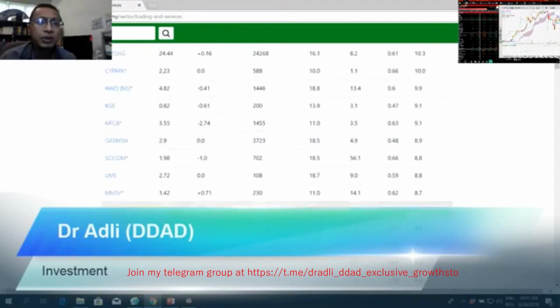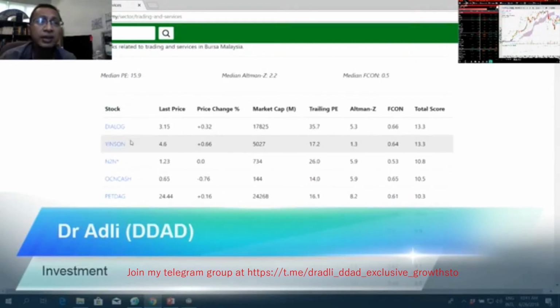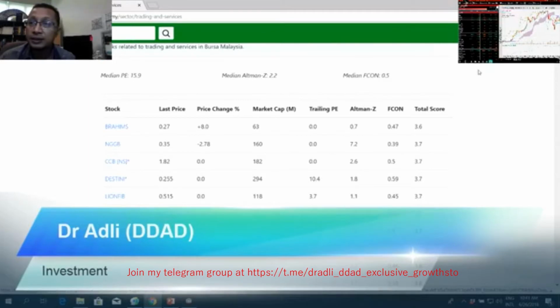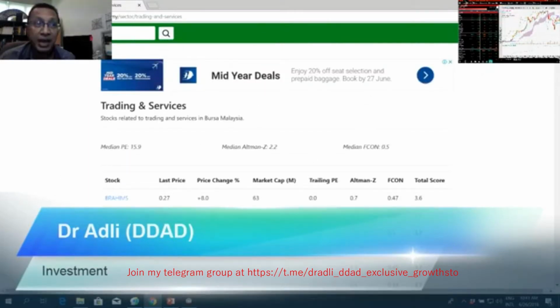So probably you can use the screener, right? Here the screener is looking at trading PE, Altman Z-score, FCOM, and total score. So this is one of the screeners that you can use when using iSaham.my.